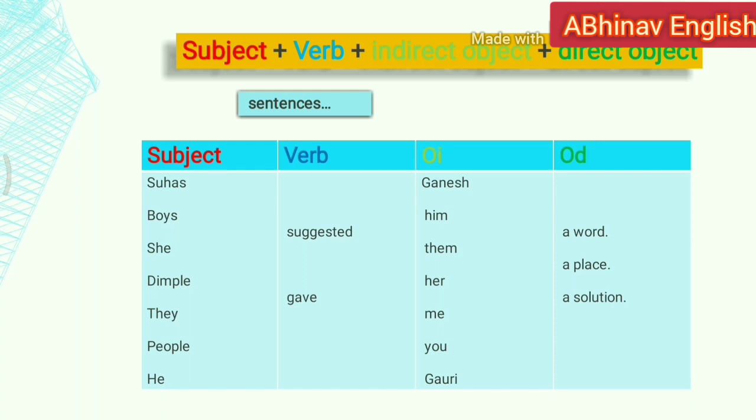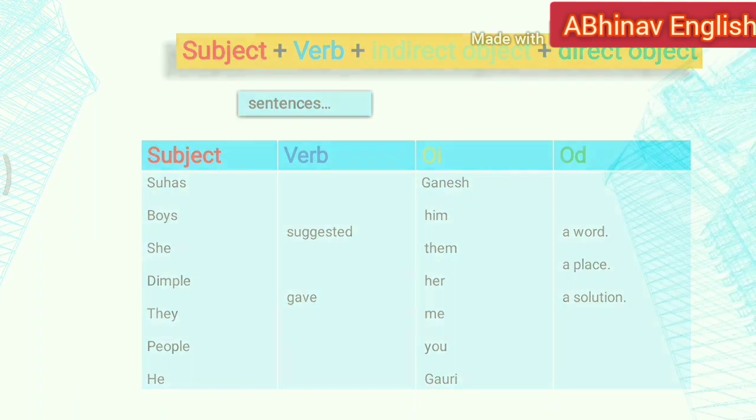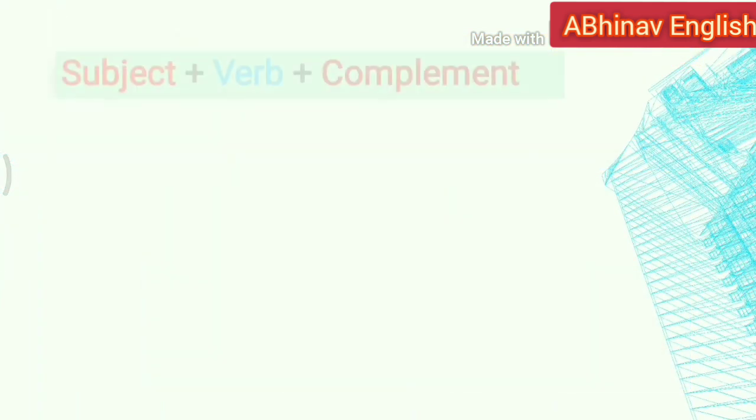They gave her a word. People gave me a word. Likewise, you can make many sentences with indirect object. Indirect objects are mainly pronouns, but there can sometimes be nouns also as an indirect object. But mostly they are persons. Now moving further, subject plus verb plus complement.